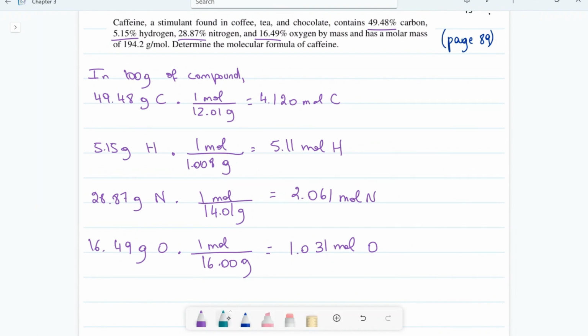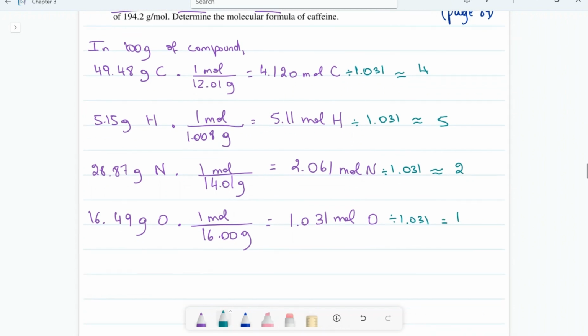And now we look at all of these four numbers of moles we got, and we ask ourselves, which one is the smallest one? And we notice that 1.031 is the smallest number of moles. So we divide all four of them by 1.031. What do we get? For carbon, this is approximately equal to 4. For hydrogen, this is approximately equal to 5. For nitrogen, this is approximately equal to 2. And for oxygen, this is equal to 1.